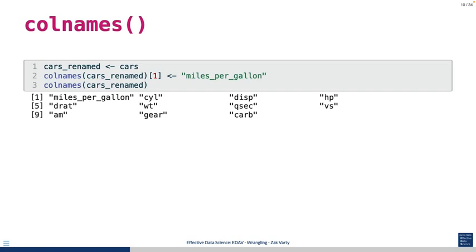The function that we just met, called colnames, can be used to set as well as to retrieve those column names. Here we're renaming the first column of the cars dataset from mpg to the more informative miles per gallon. I'd like to use the original cars data frame again later in this video, so I'm making these modifications to a copy of that data frame that I'm calling cars_renamed.